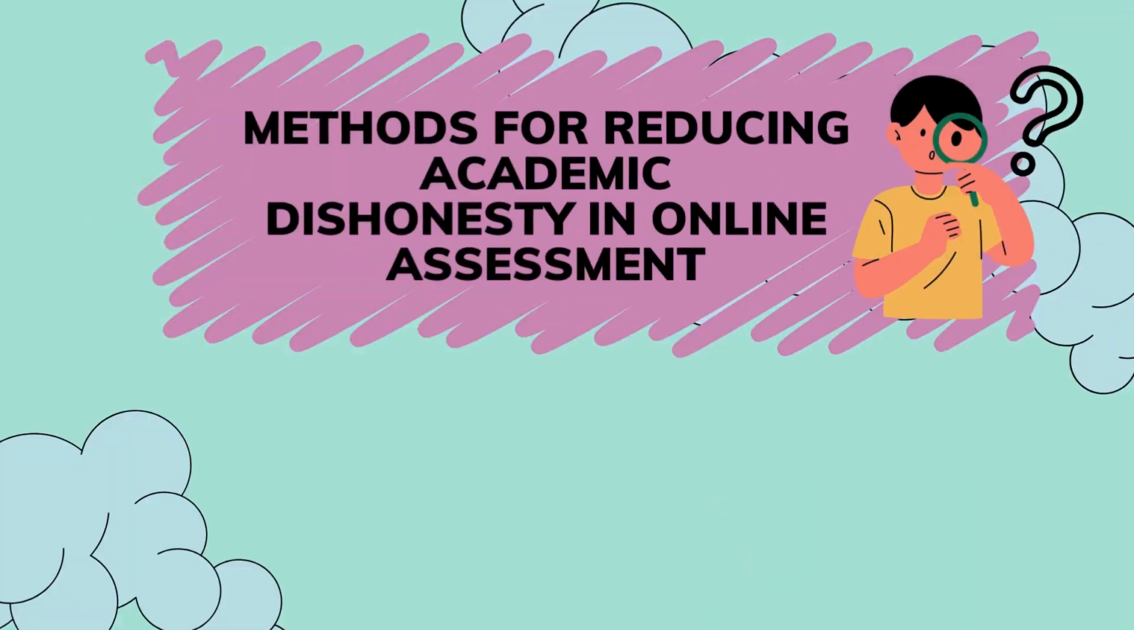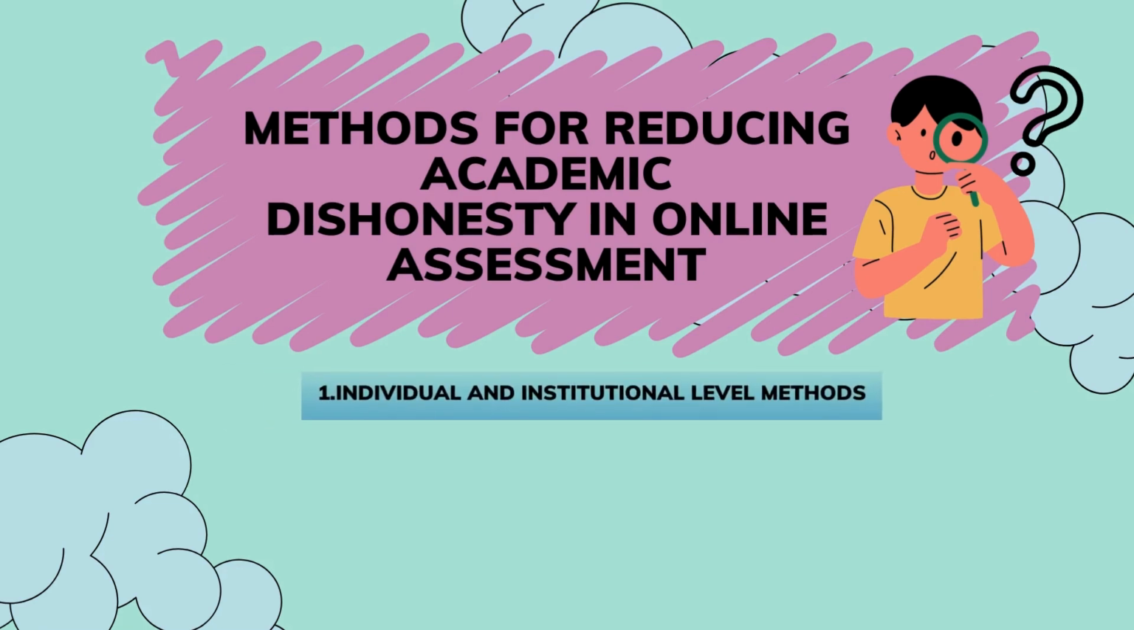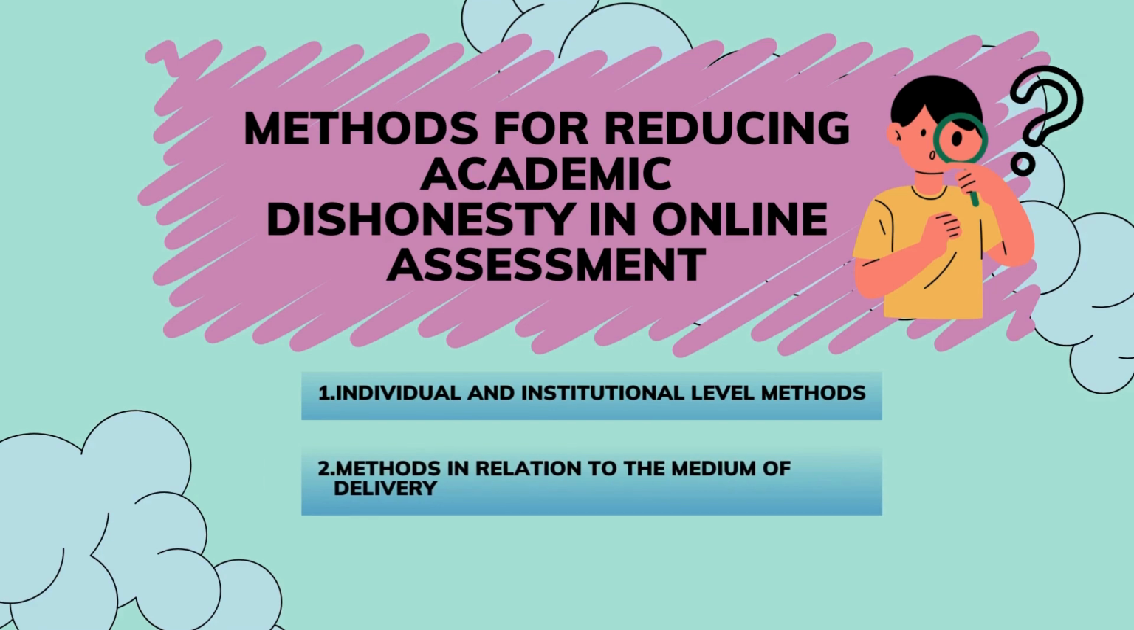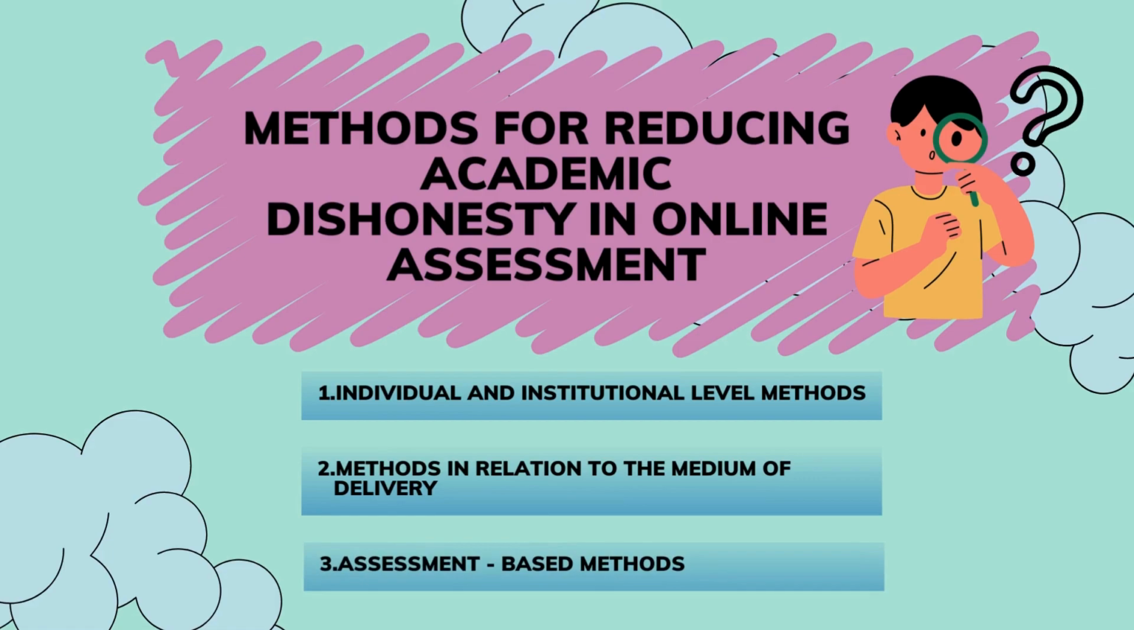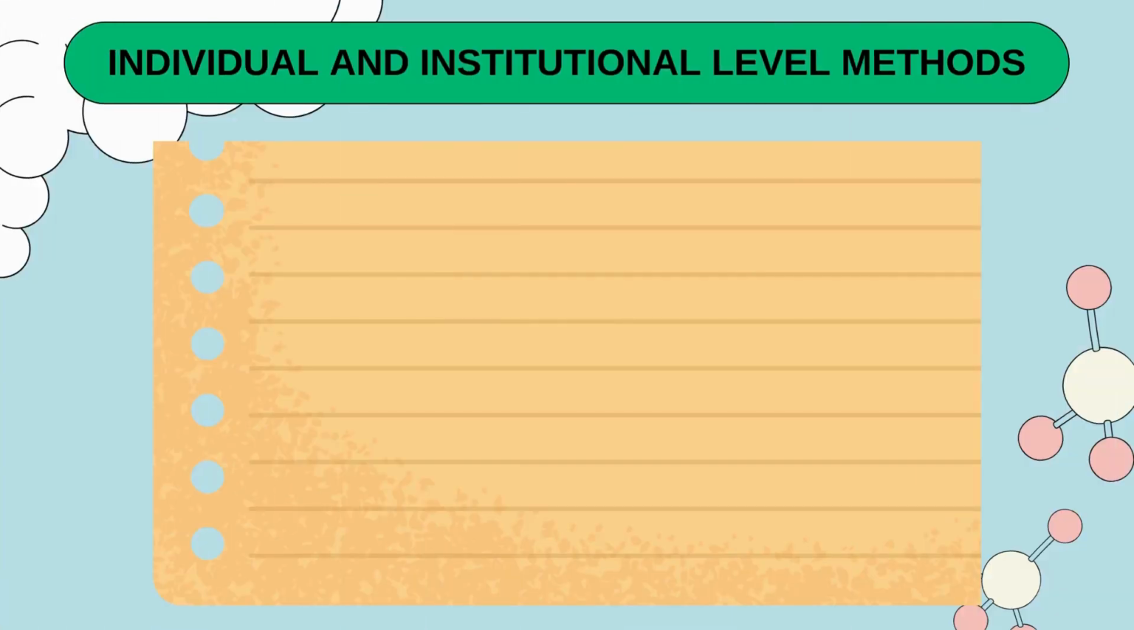We have learned and know the reasons why students in university engage in academic dishonesty. Now, we're going to talk about methods to prevent and reduce dishonesty in online assessment. The first method is individual and institutional level methods. Next, methods in relation to the medium of delivery. And the last one is assessment-based methods.